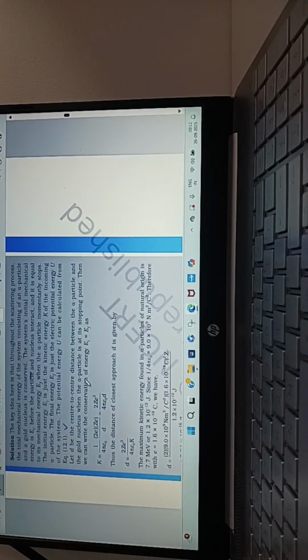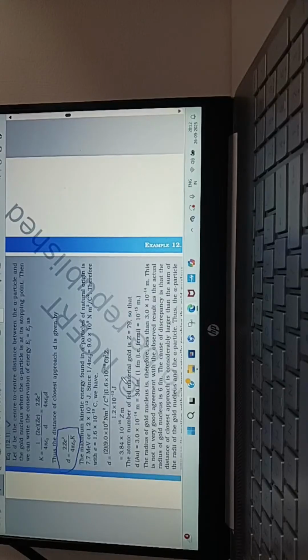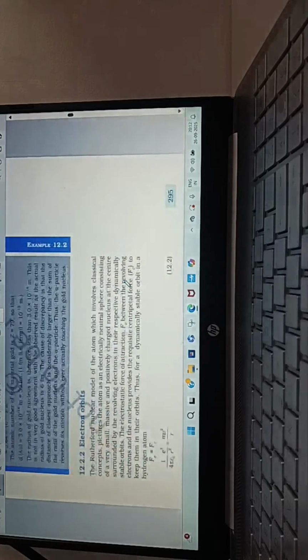Then we can write the conservation: the kinetic energy, half mv square, equals the final potential energy. With that you get D. The D expression is this, and this is the nucleus size, calculated here. Z is taken as this much. So approximately the gold nucleus is 10 to the power of minus 14.